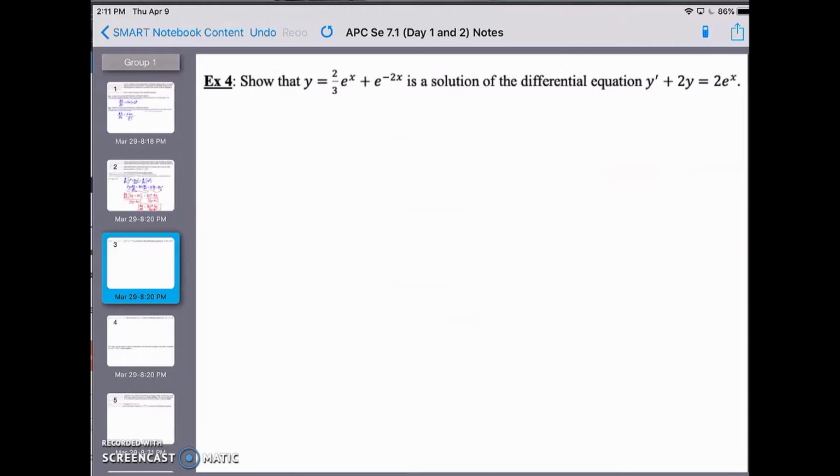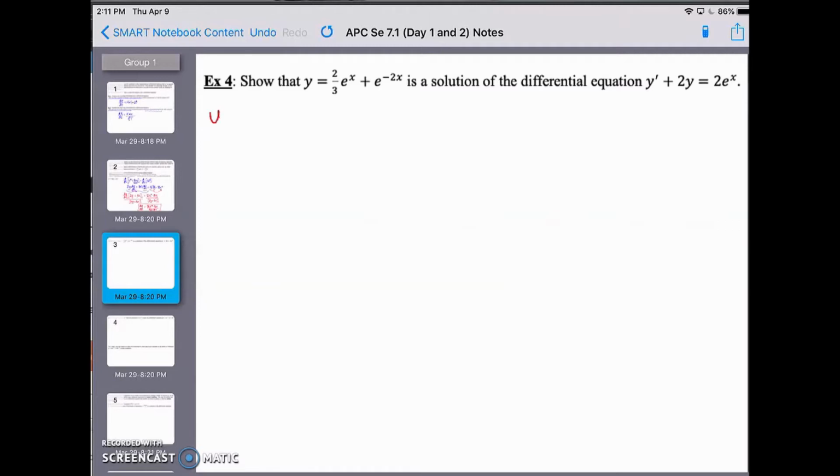In the next example, we are supposed to show that this equation, y equals 2/3 e to the x plus e to the negative 2x, is a solution of this differential equation, which is going to require us to do some substitution and some simplifying. And that's great, but if you look at our differential equation, you would note that it has both y in it and y prime. Well, we have an expression for y that was given. So our first job here is going to be to find an expression for y prime so that we have something to plug in for y prime.